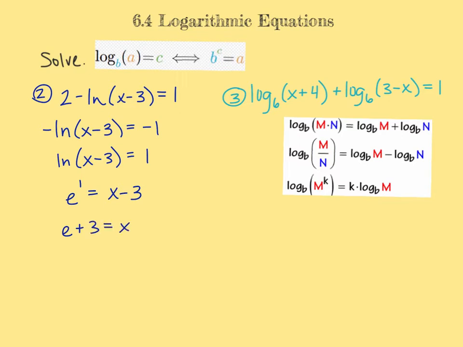E is about 2.7, so a good answer is just e plus 3. That's a totally fine answer. If you wanted to write it as a decimal approximation, e is 2.718, so adding 3 onto that, we'll have approximately 5.718. So we can write this either or.